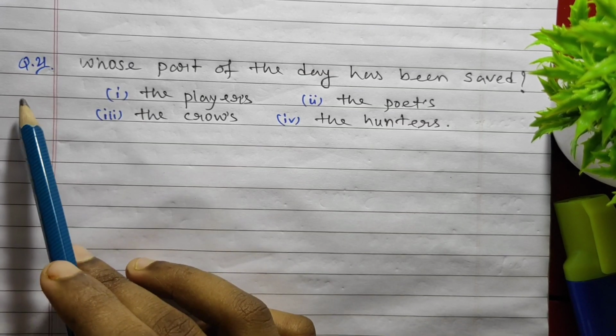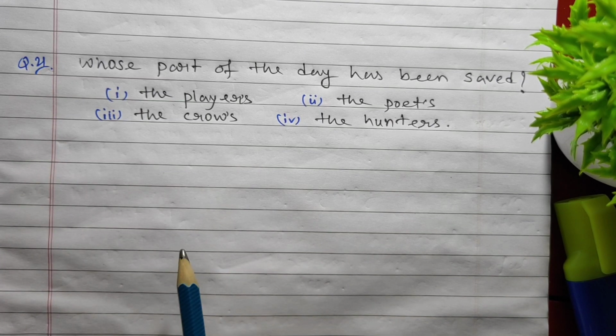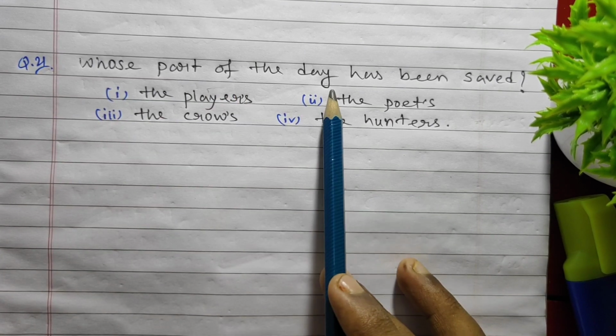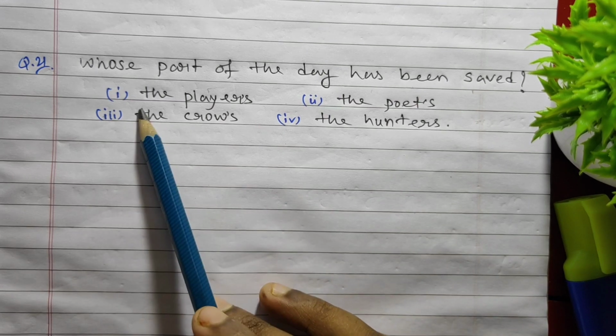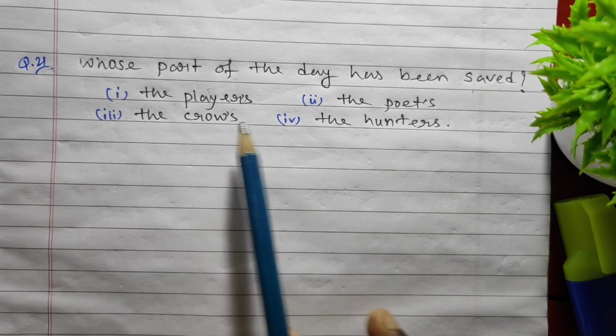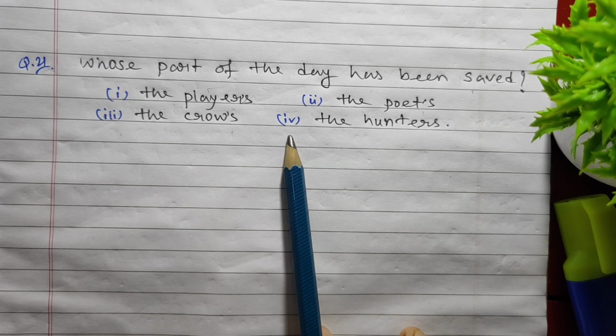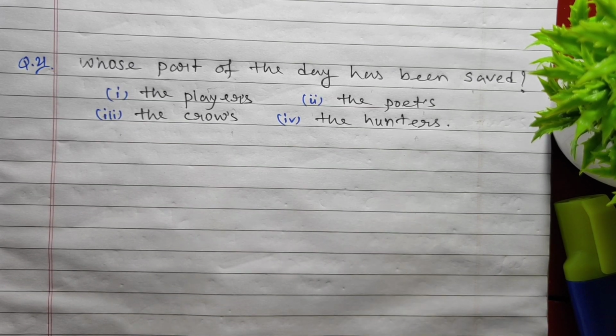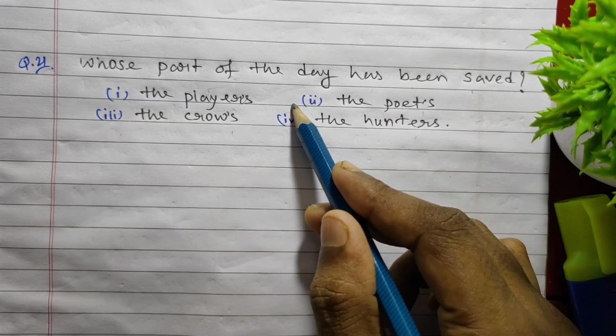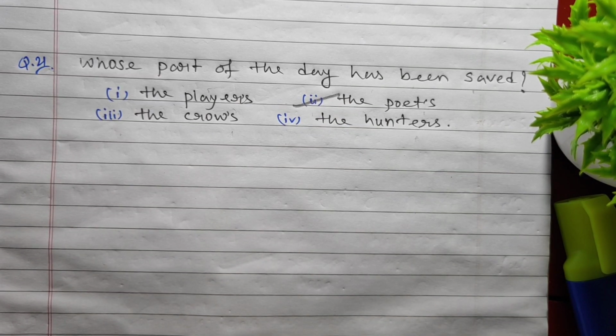Now number 21, which is the last question from this chapter. Whose part of the day has been saved? So the options are number 1, the players, number 2, the poets, number 3, the crows, and the last one is number 4, the hunters. And the correct option is number 2, the poets. The poet said his day has been saved.